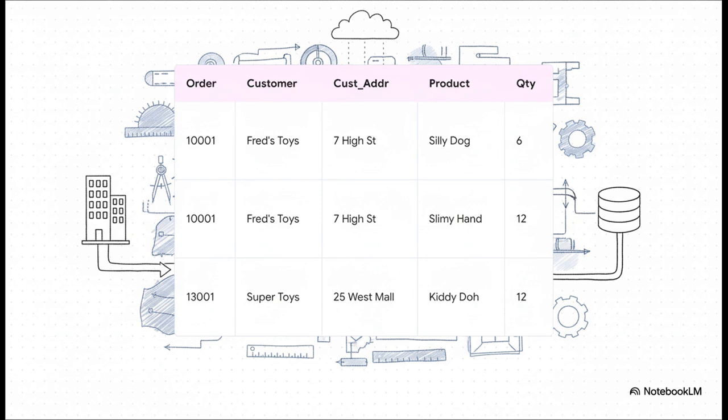It's a mess, right? This is what we call unnormalized data. See how Fred's Toys and its address are just repeated for every single product in their order? If they move, you'd have to go in and update their address in multiple places. It is a recipe for disaster.